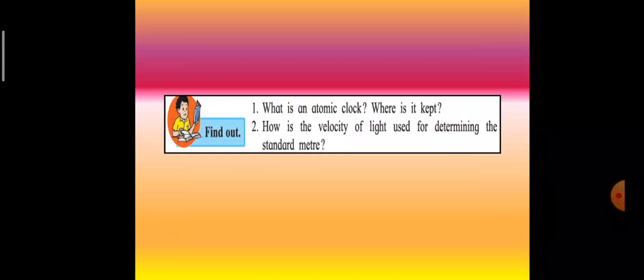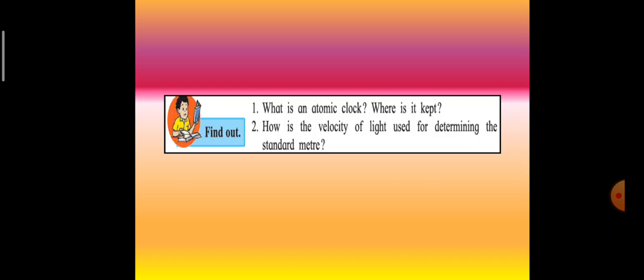Find out what is an atomic clock and where it is kept. Atomic clock is a device that works with utmost accuracy. Its work is dependent on the vibrations of atoms and molecules. The functioning is due to molecular systems of cesium or ammonia. The atomic clock in India is in the National Physical Laboratory in New Delhi.